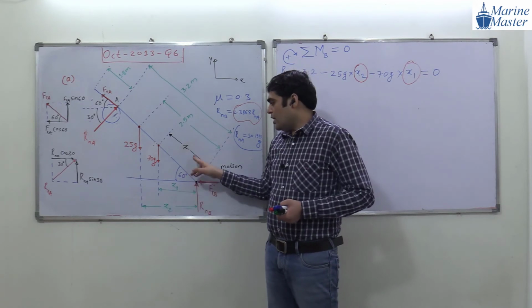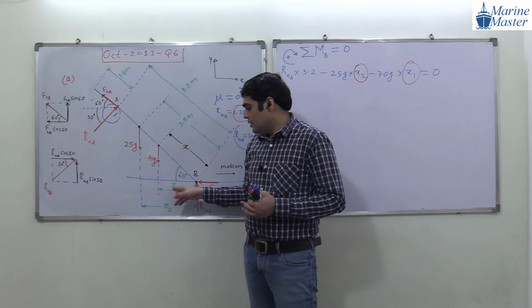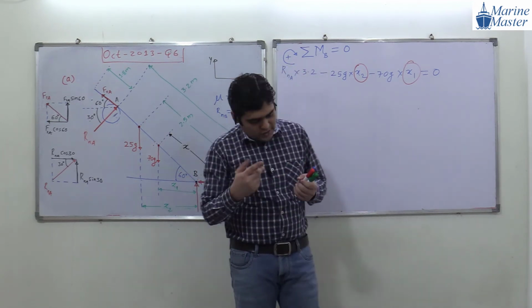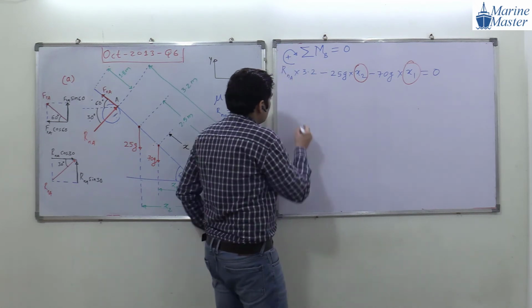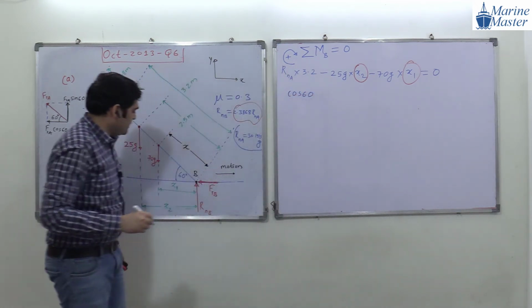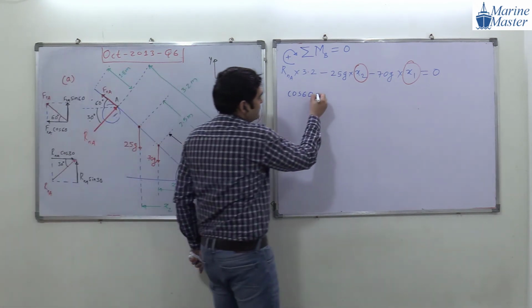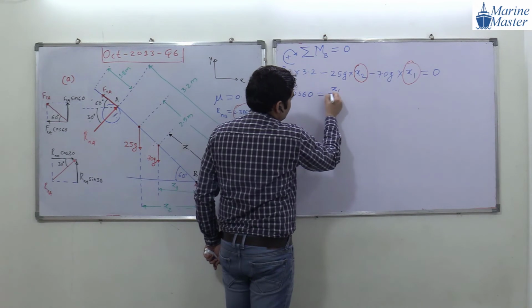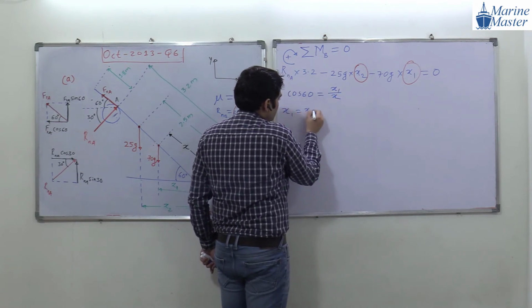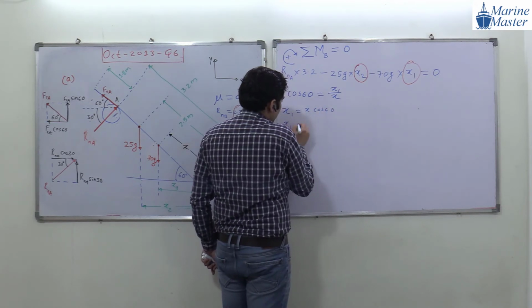Adjacent. So adjacent, or we can say base also, no problem. So adjacent and hypotenuse, what is the relation? Cos. Okay. So cos 60 will be equal to what, everyone? Adjacent, X1 by X. So X1 will be equal to X cos 60.